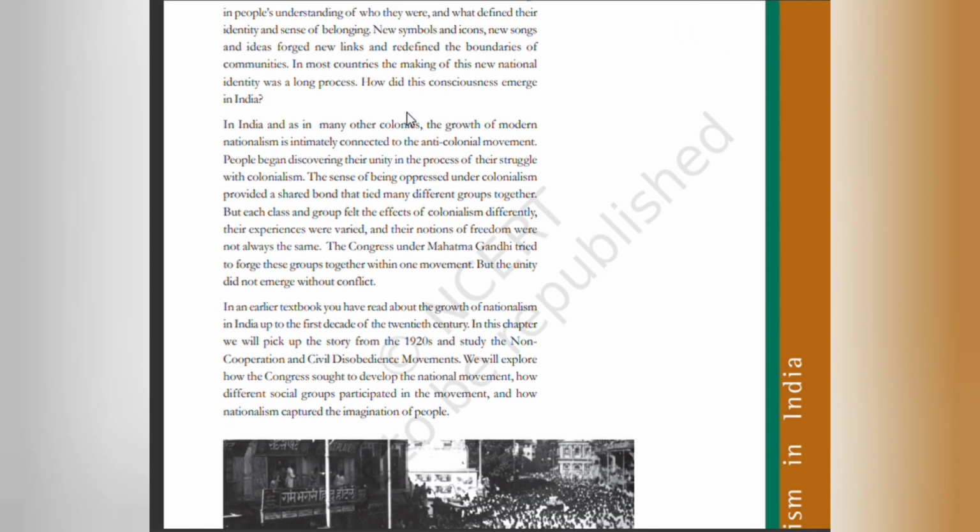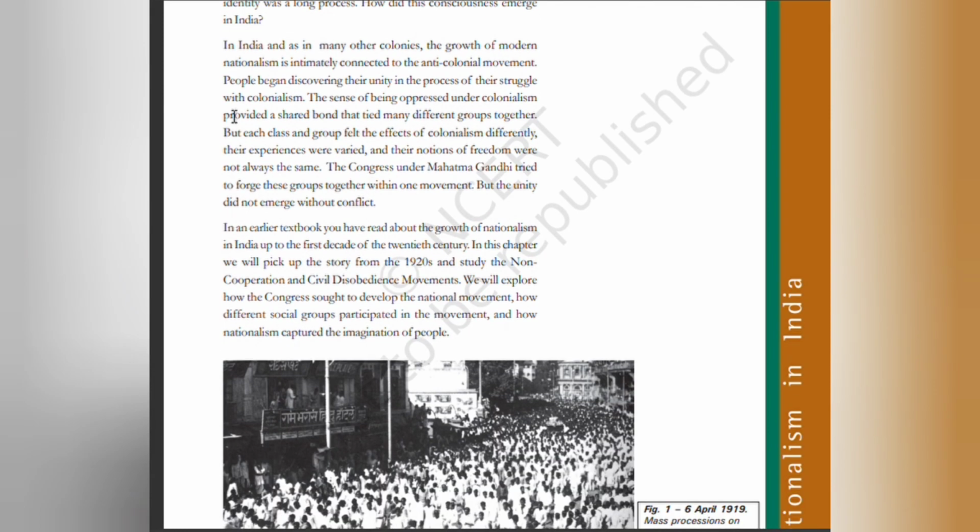In India, as in many other colonies, the growth of modern nationalism is intimately connected to the anti-colonial movement. People began discovering their unity in the process of their struggle with colonialism. The sense of being oppressed under colonialism provided a shared bond that tied many different groups together. But each class and group felt the effects of colonialism differently. Their experiences were varied, and their notions of freedom were not always the same.